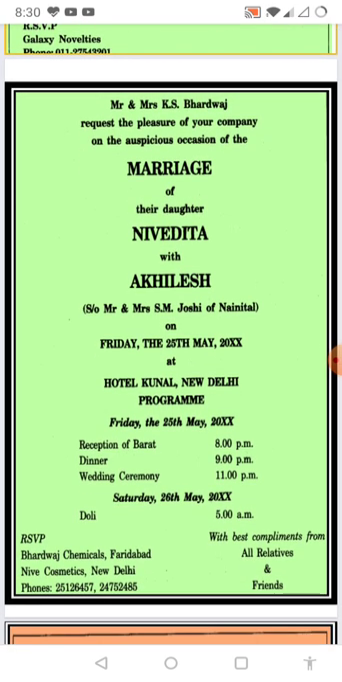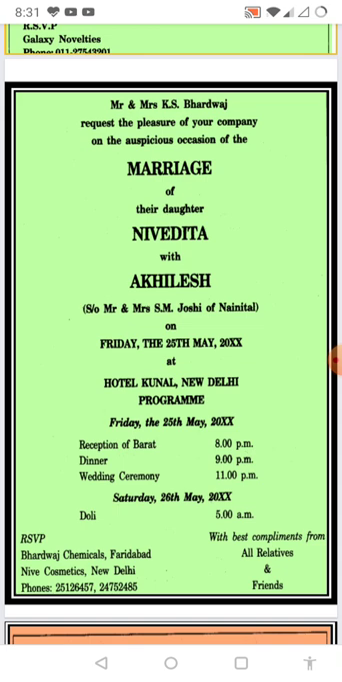This is the wedding invitation. Mr. and Mrs. Bharadwaj request the pleasure of your company, marriage of Nivedita and Akhilesh, date, time and venue. And they have written the reception of Bharat, dinner, wedding. These are other details which we have to give. Now it depends on the invitation; it differs in different invitations.